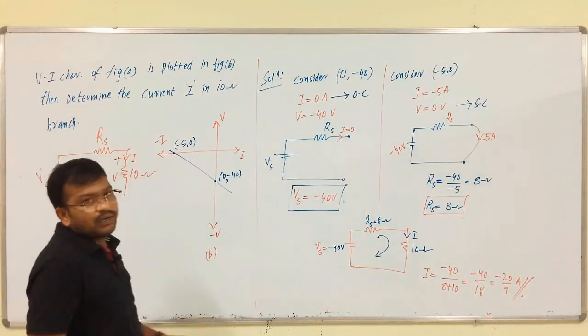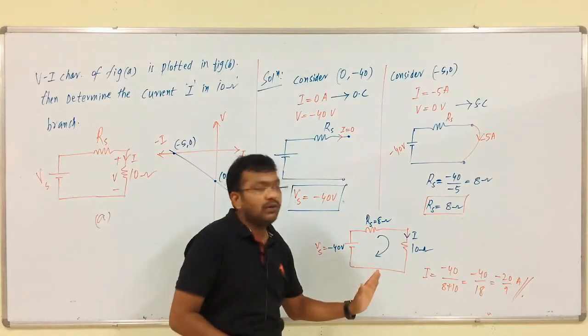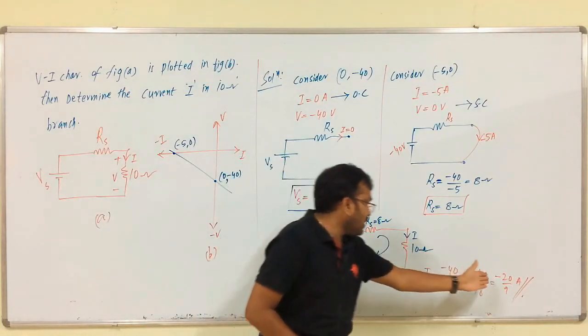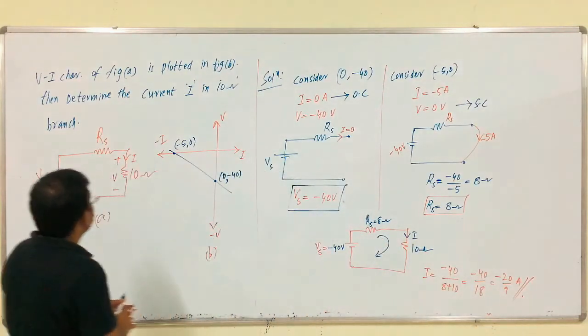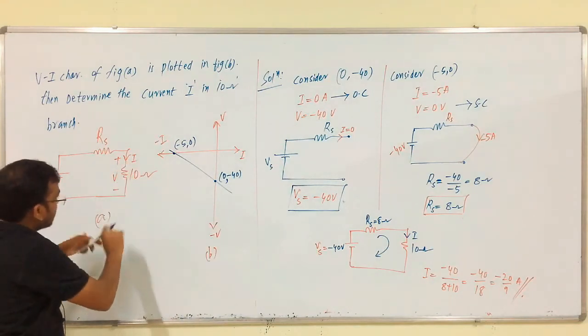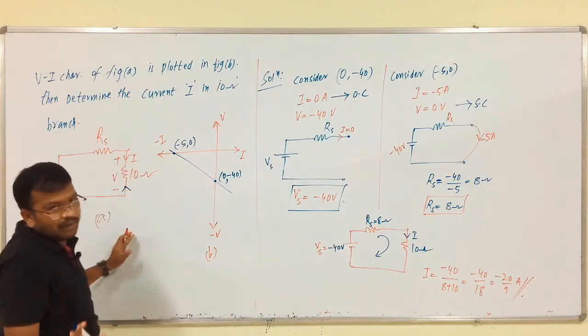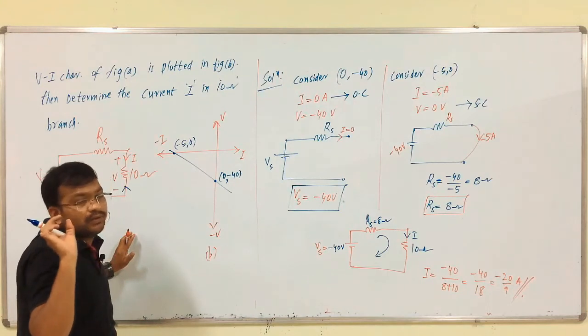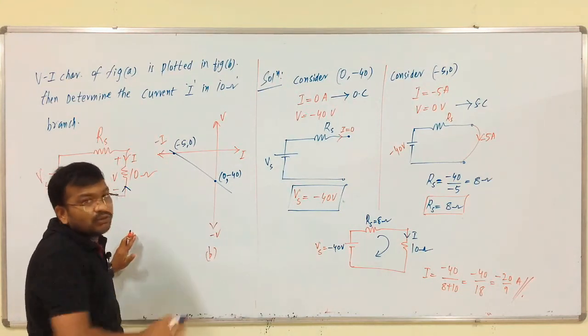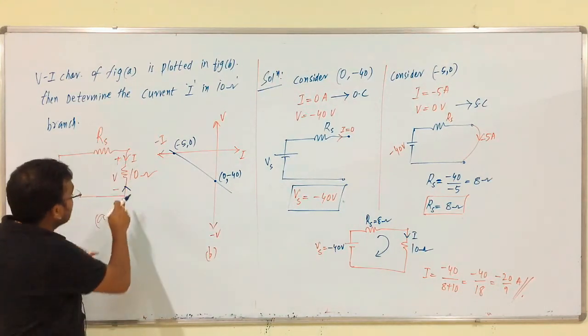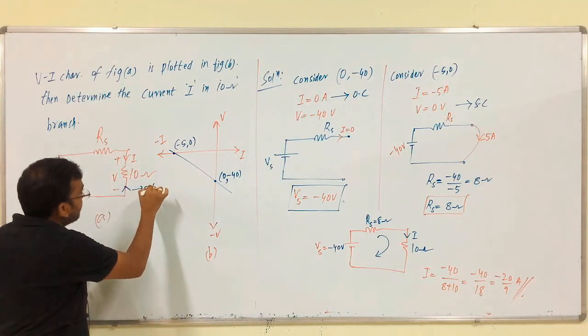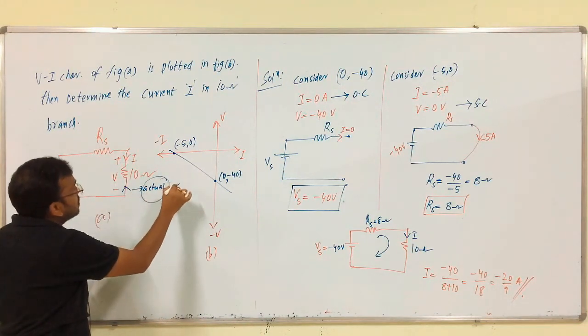We are getting negative current, no problem, just see the magnitude. So, negative current minus 20 by 9 is nothing but what? That is the given direction. So, the actual current direction is like this, that is the meaning, okay. See the magnitude. If we got a negative sign, it just means the actual current direction is like this. There is no confusion at all.